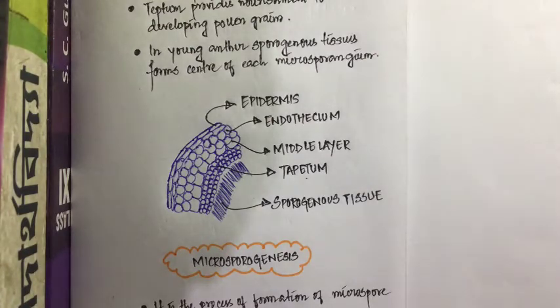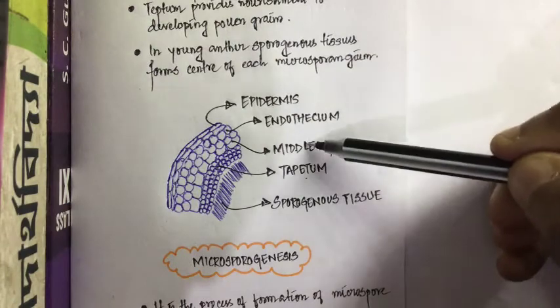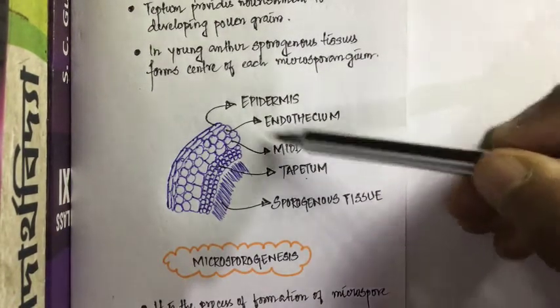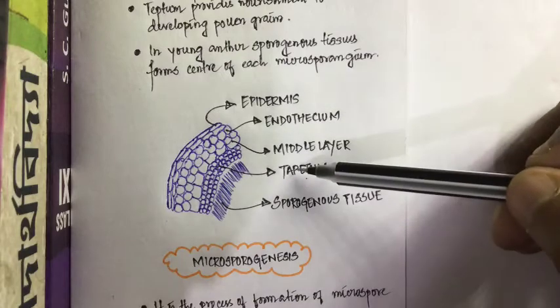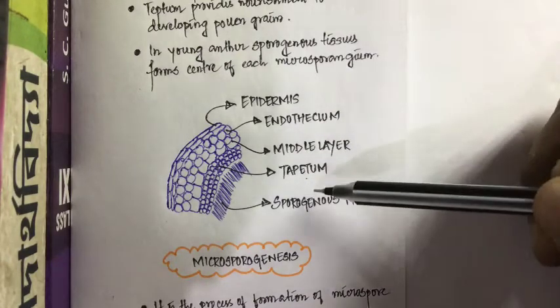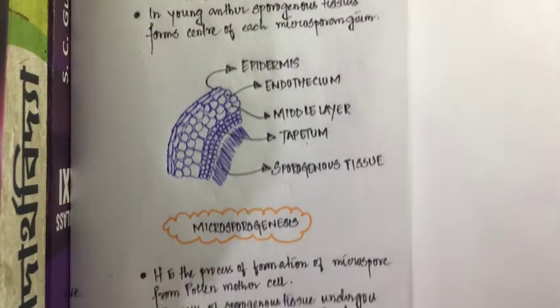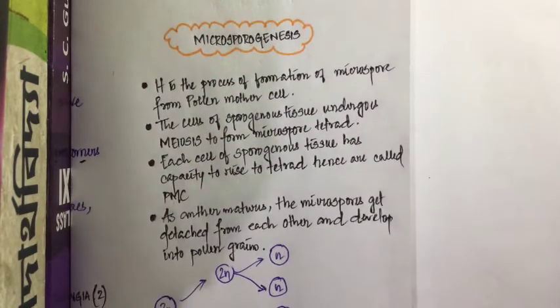So in case of a single microsporangium, what are the 4 layers? Epidermis, endothecium, middle layer, tapetum. The outer 3 layers serve as protective layers. Tapetum serves as a nourishment layer, and sporogenous tissue produces the pollen grains. Clear? So next, we will see how this sporogenous tissue produces the pollen grains.